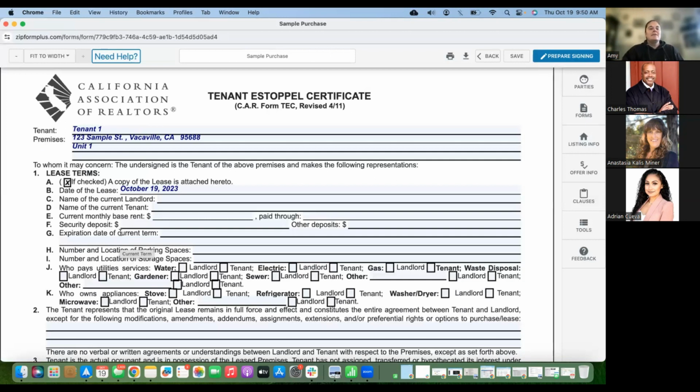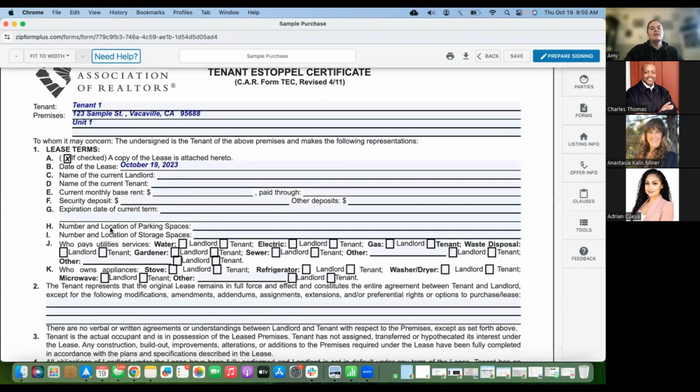So you're going to get the current rent, security deposit, expiration of current term is going to be in there. Number and location of parking spaces, number and location of storage spaces, who pays utility services: water, is it landlord or tenant, electric landlord or tenant, gas landlord or tenant, waste disposal landlord or tenant, gardener landlord or tenant, sewer landlord or tenant, right? Other, is there something else that's being paid for? Maybe pool service is usually a common one that you see on there. Landlord or tenant, there's a couple of lines for other under utility services. Who owns the appliances? The stove, the refrigerator, the washer dryer, the microwave, and other, right? Is it the landlord or the tenant?